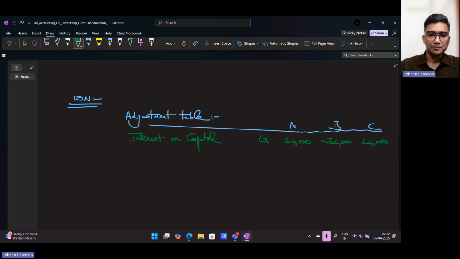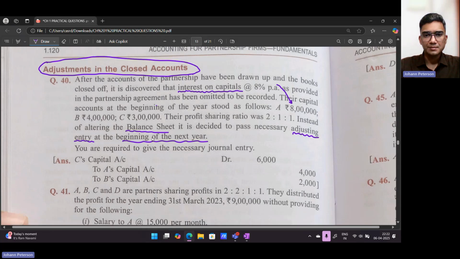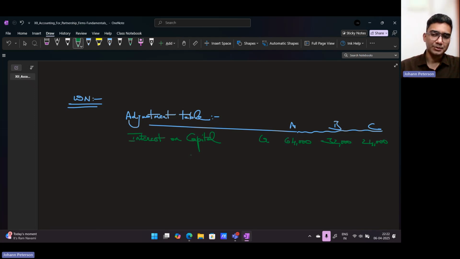Okay. Now, we have just been told the profit sharing ratio, which is 2:1:1. So what we will do is we will add these three amounts. That is 64,000, 32,000, and 24,000.